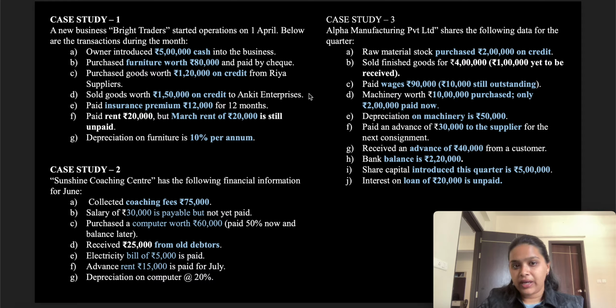All right. Paid rent 20,000. Paid rent is an expense. But March rent of 20,000 is still unpaid. This portion is an outstanding liability because they have to pay it.